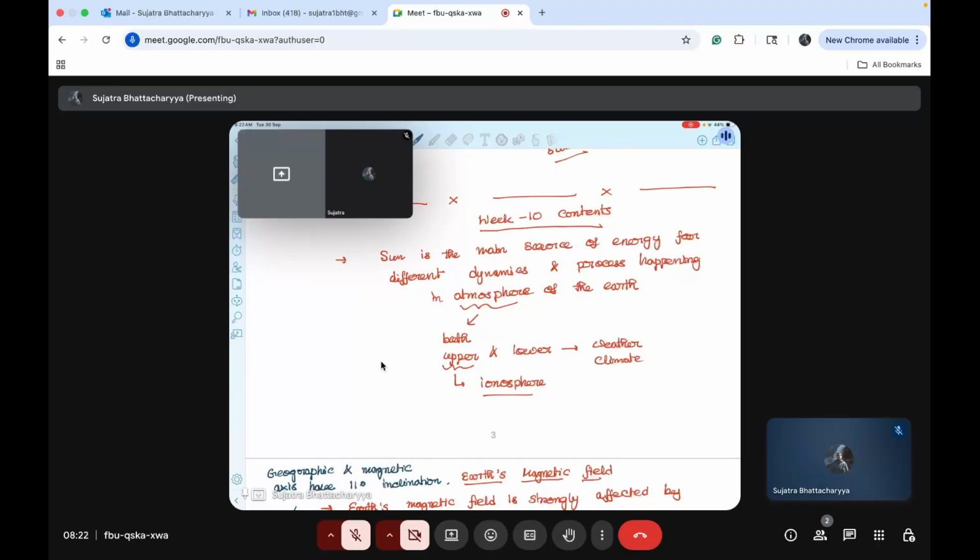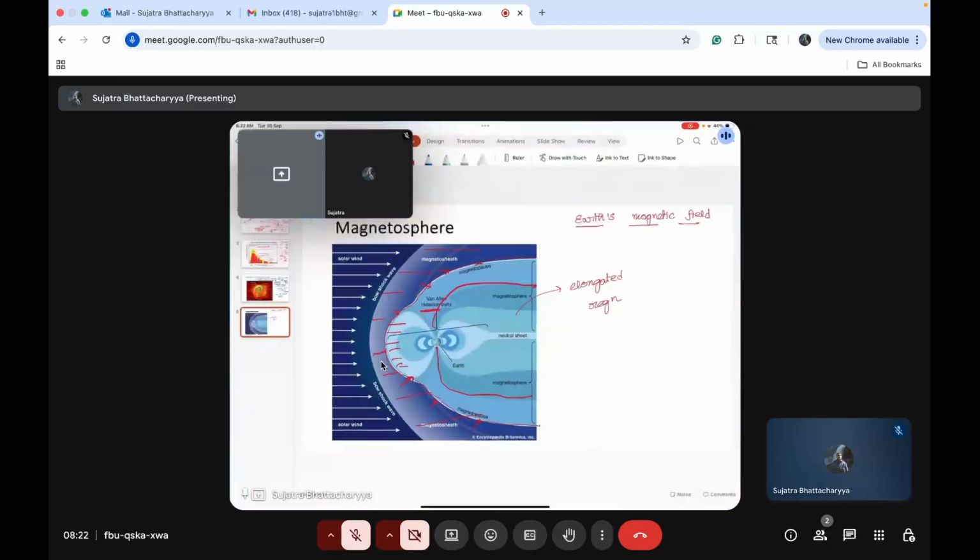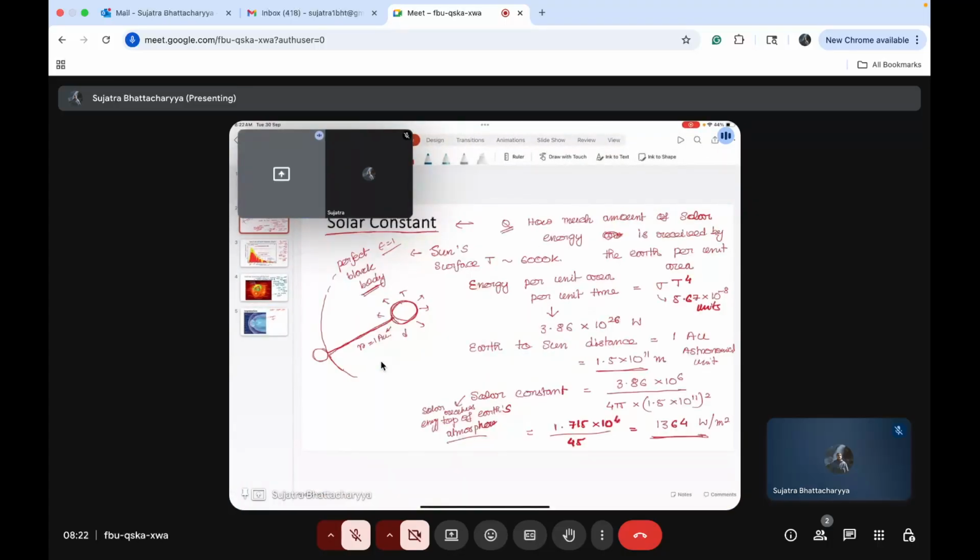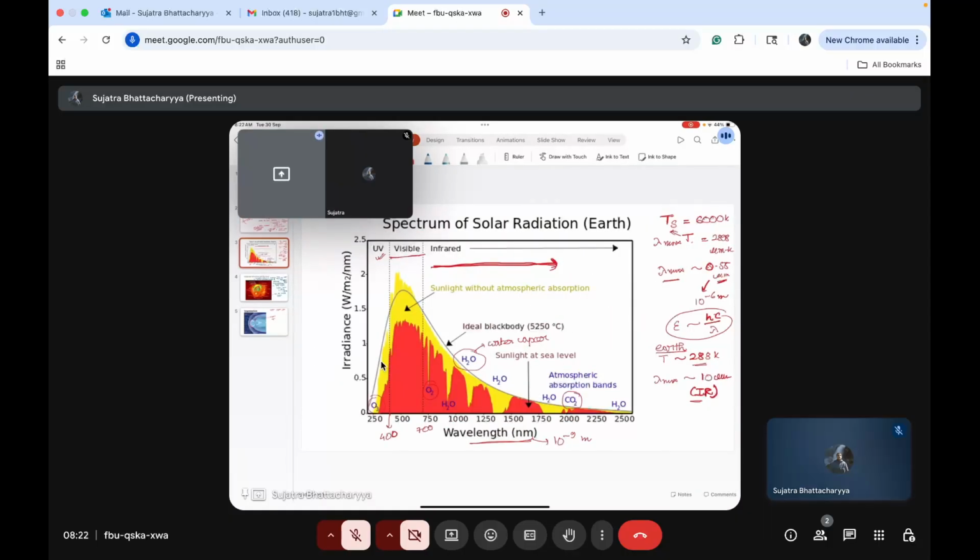The first thing we have done is that we have seen how much radiation from the sun is being received at the upper surface of the atmosphere. That we have seen here as the solar constant. We have derived and calculated the solar constant. Then we have looked at the solar spectrum.